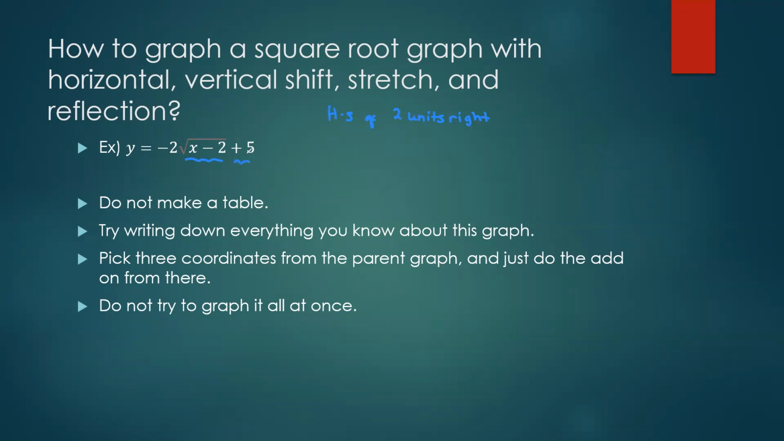What does this plus 5 mean? It means a vertical shift of 5 units up, not down. And then this -2, there's actually two things going on. This minus means reflected across the x-axis. And then this 2, it's outside the square root, so we know it's a vertical stretch.